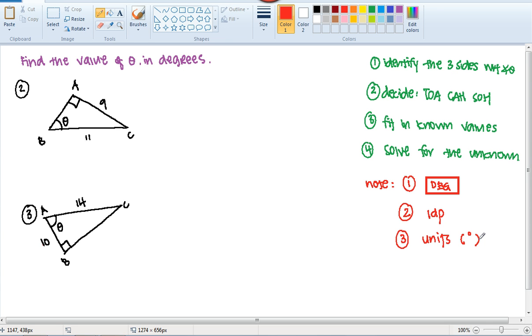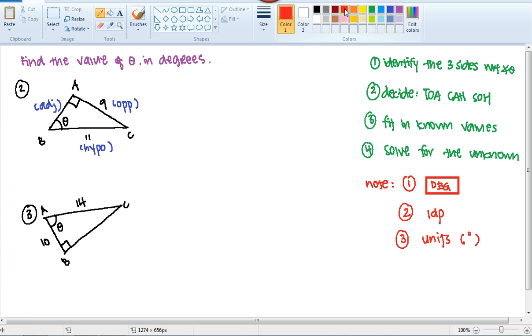Okay, I'll be working with you on example 2 to solve it. Okay, so let's go through my four-step approach. Step number 1, to identify the three sides with respect to angle theta. So I will have my side AC to be my opposite. Let me write that down. And my side BC to be my hypotenuse. And my side AB to be my adjacent.